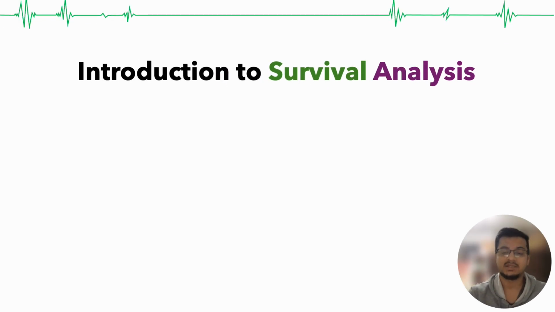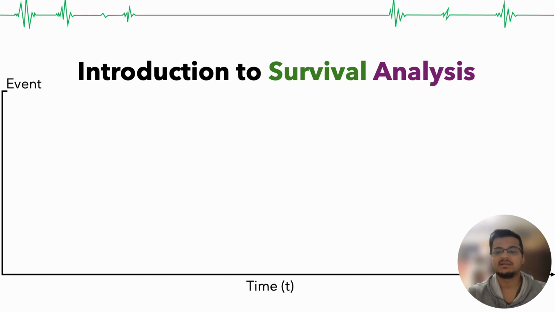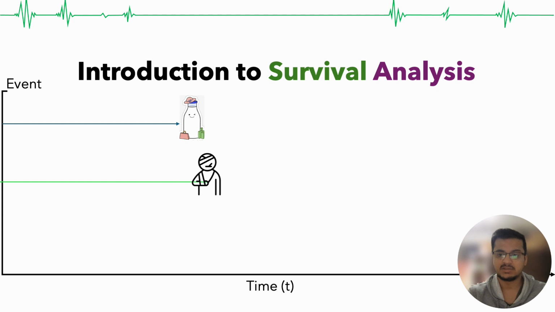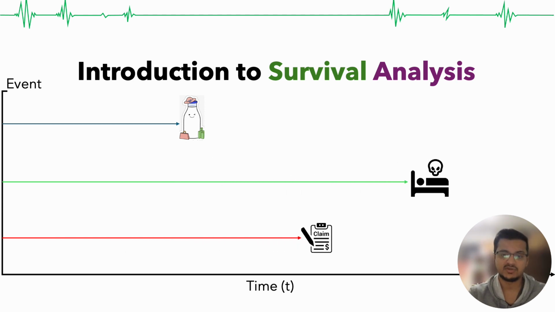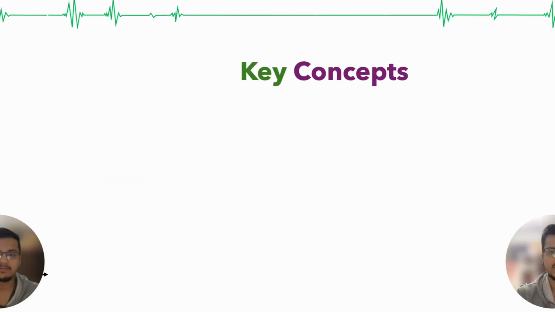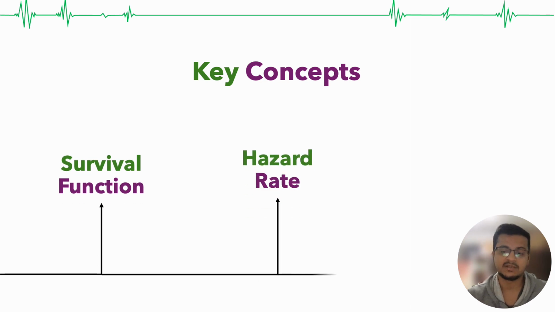Introduction to Survival Analysis. Survival analysis is an essential branch of statistics that is all about understanding the time to event data. Whether it's predicting the lifespan of a product, or forecasting the patient survival rate in healthcare, or estimating the risk of insurance claims in actuarial science, survival analysis plays a crucial role. Some of the key concepts we need to understand as we dive into the time to event data analysis are the survival function, the hazard rate, and censoring.